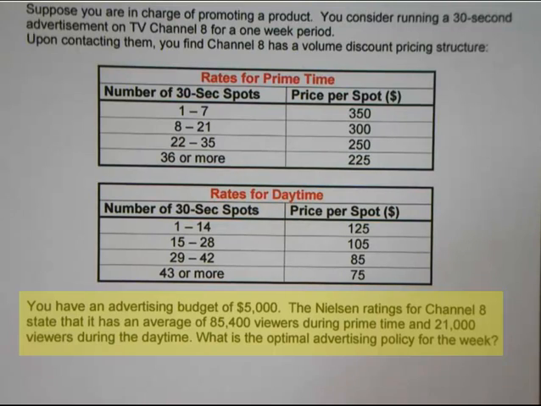Okay, you have an advertising budget of $5,000. The Nielsen ratings for Channel 8 state that it has an average of 85,400 viewers during prime time and 21,000 viewers during the daytime. What is the optimal advertising policy for the week?